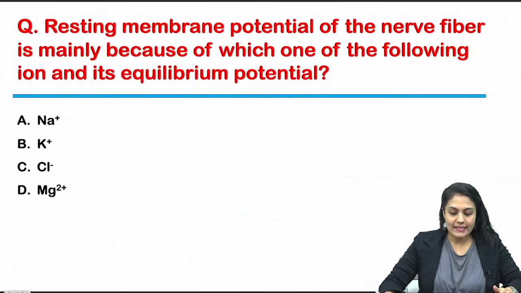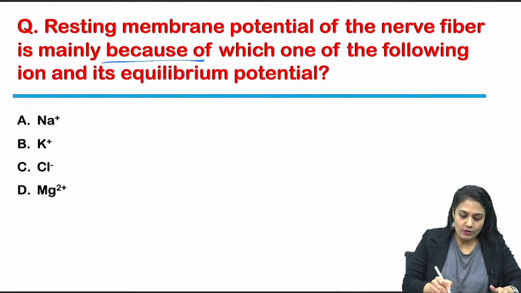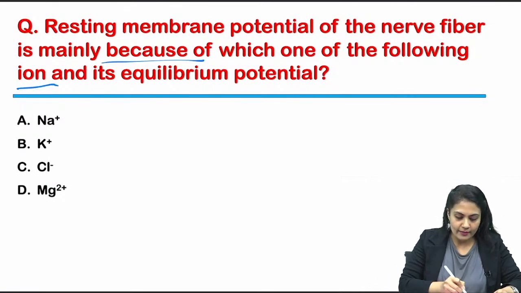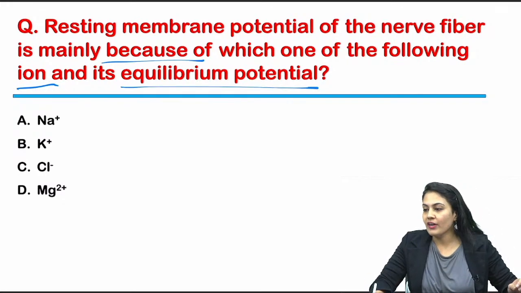Next, the resting membrane potential of the nerve fiber is mainly because of which of the following ions? Yes, please. It's a very easy question, guys.